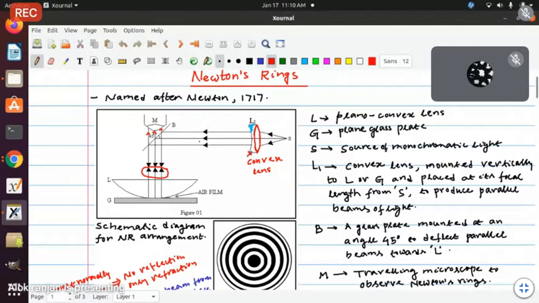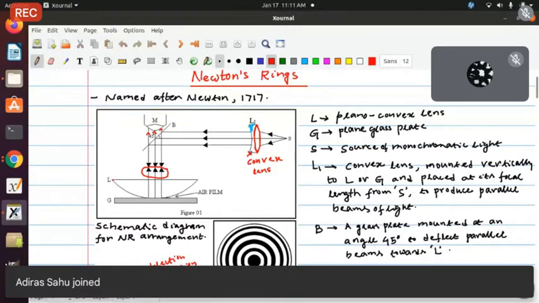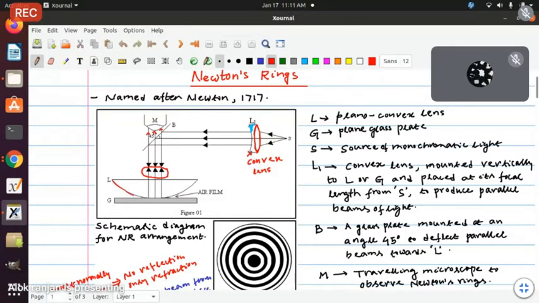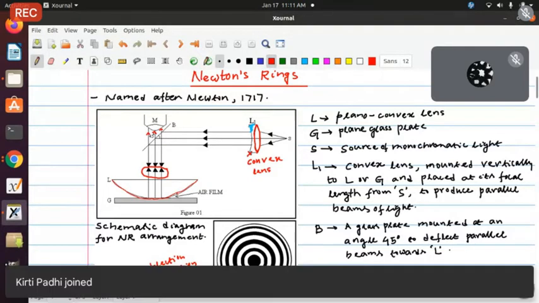Okay, so this is the experimental arrangement, and if you open the Newton's rings experimental setup, you will find these components. The main component or apparatus is a plano-convex lens. You can see here, this one is the plano-convex lens. Why is it called a plano-convex lens? Because one surface is plane, and the other side is in a convex shape.